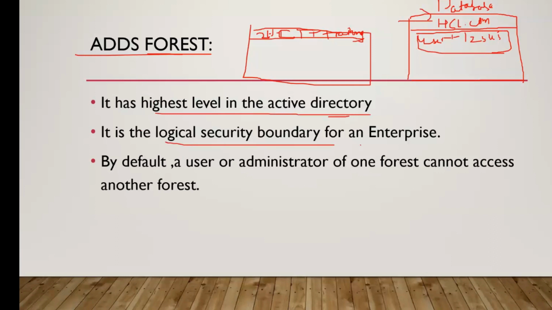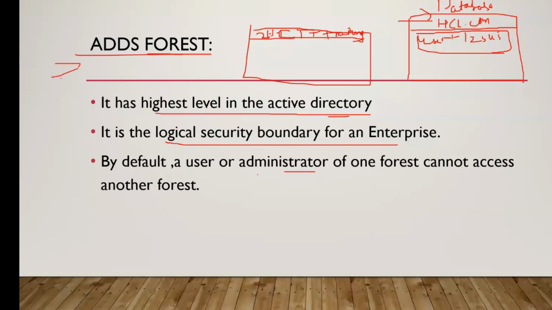It is the logical security boundary for an enterprise. It means it is also the security boundary. When any client tries to connect with that server, it has to connect with this forest, with this domain name. By default, a user or administrator of one forest cannot access another forest. It means at one time you can only connect with a single forest, right? So this is the ADDS forest.